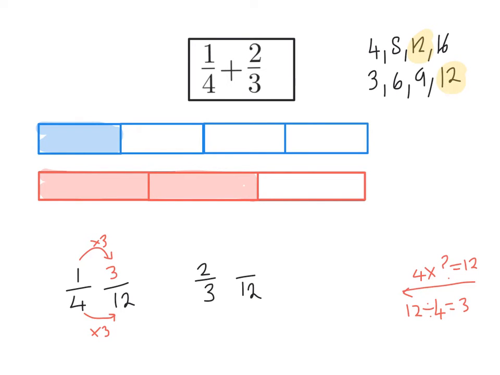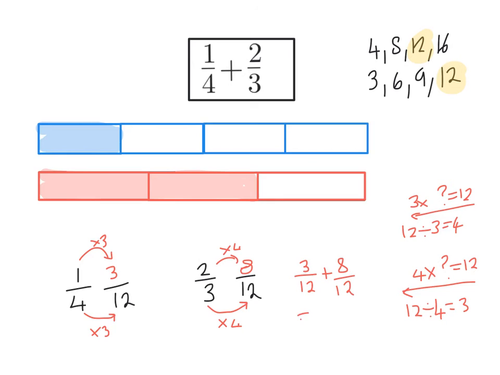And then I've got 3 on the bottom. How do you get from 3 to 12? So 3 times what is 12? Again, do it backwards, inverse operations. 12 divided by 3 is 4. So I'm timesing by 4 on the bottom, I'm timesing by 4 on the top. So that's 8/12. So now I've got 3/12 add 8/12, which I can easily add together.